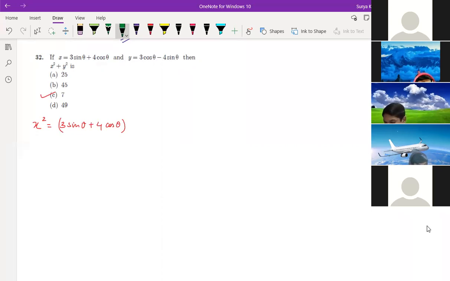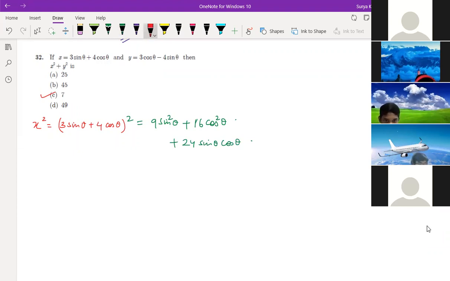So, (3 sin theta + 4 cos theta) whole square. What do you get here? 9 sin square theta plus 16 cos square theta, right? And plus what will we get? 4 3s are 12, so 24 sin theta cos theta. We'll get it in this way only.